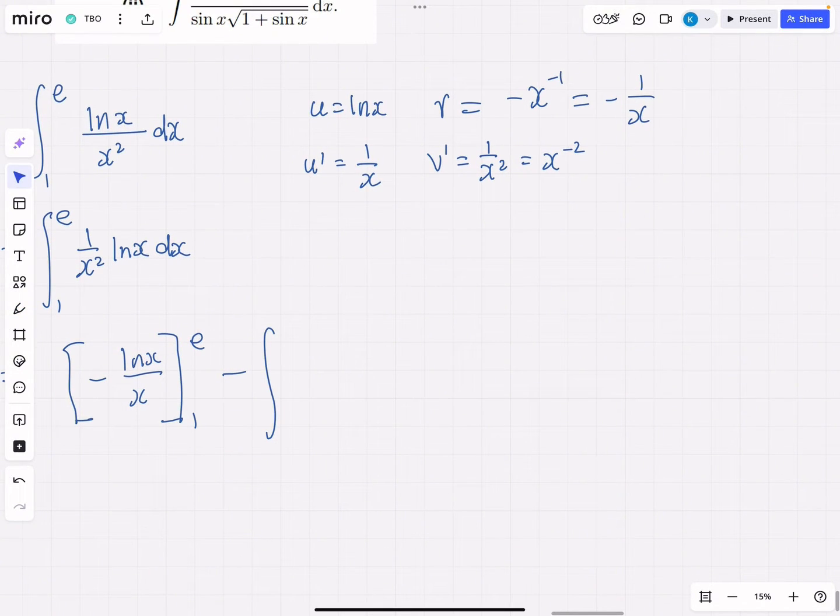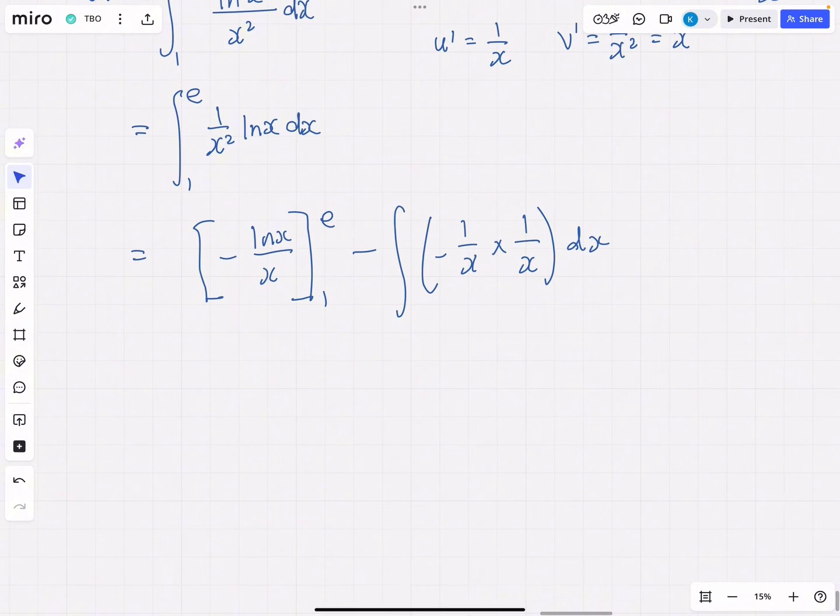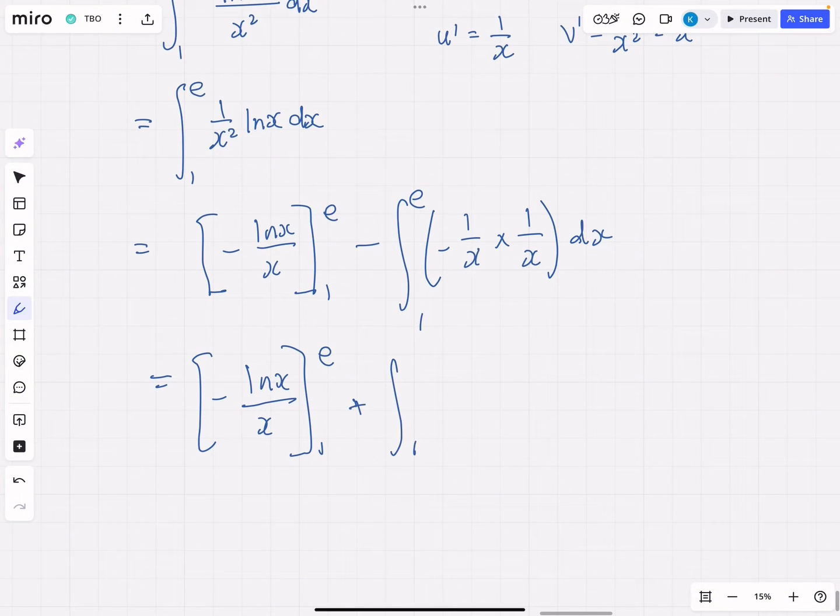v du. So it's going to be minus 1 over x times 1 over x dx from 1 to e. We can evaluate this later. And so I can bring that minus sign out. 1 over x squared dx.